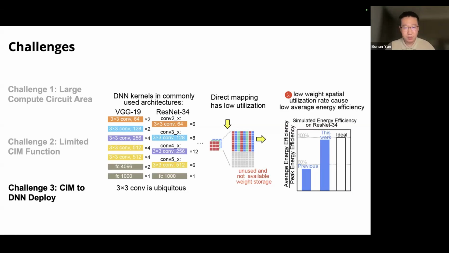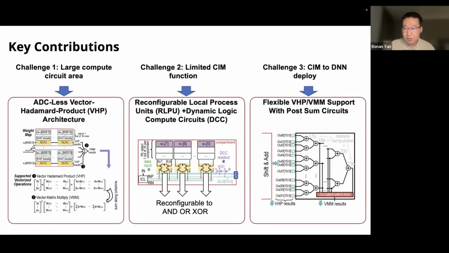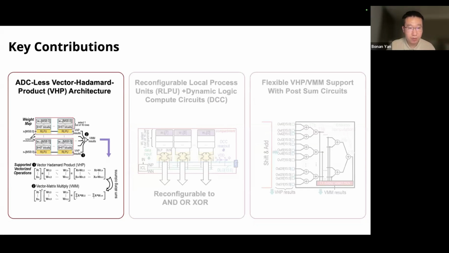So they are just there, and we cannot use it because of the structure and the deployment. So this is the third challenge. And toward this third challenge, we have developed three technologies. I will introduce them one by one. Basically, this is an entire macro design, and we just split it into three parts. The first one is the overall architecture.